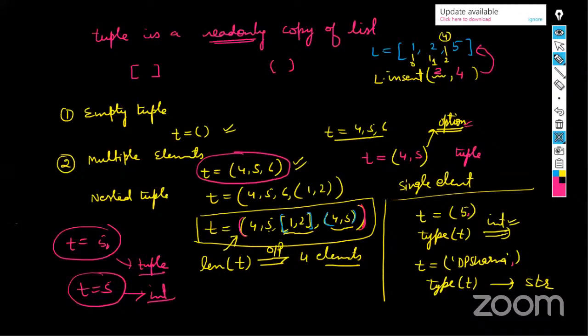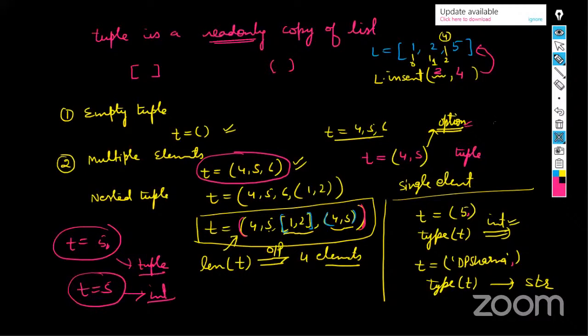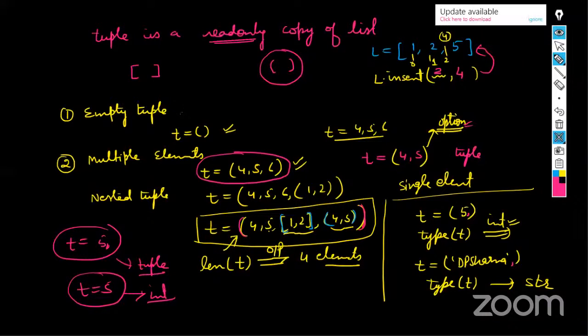Okay, got it. Yes, thank you. And one more last thing: like Kashish is asking, is it important to show the comma in a tuple or is it optional? See, these brackets are optional, but the comma is not optional. The comma is a symbolic separator. Tuple is what? A collection of elements. Each element must be separated by something, so Python has taken the comma as a separator. So this is not optional.